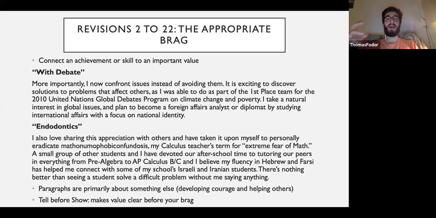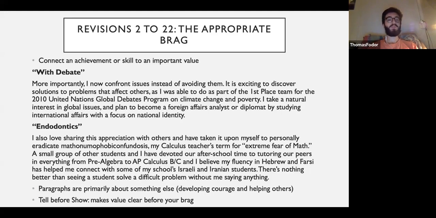We can see this same idea in endodontics. "I love sharing this appreciation with others and have taken it upon myself to personally eradicate mathonomophobic confundosis, my calculus teacher's term for extreme fear of math."